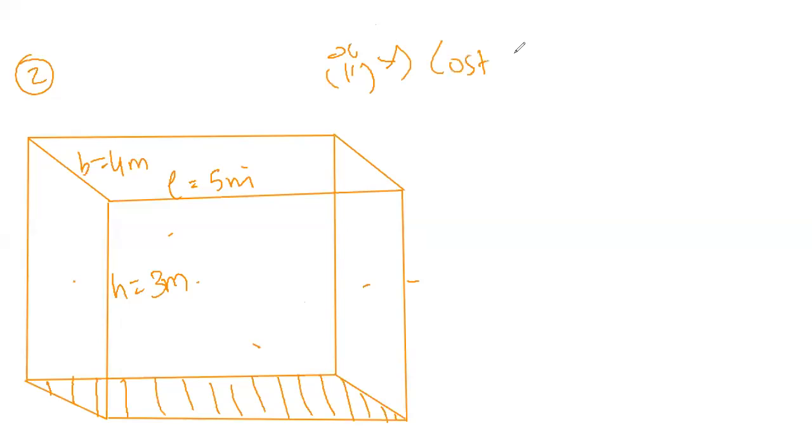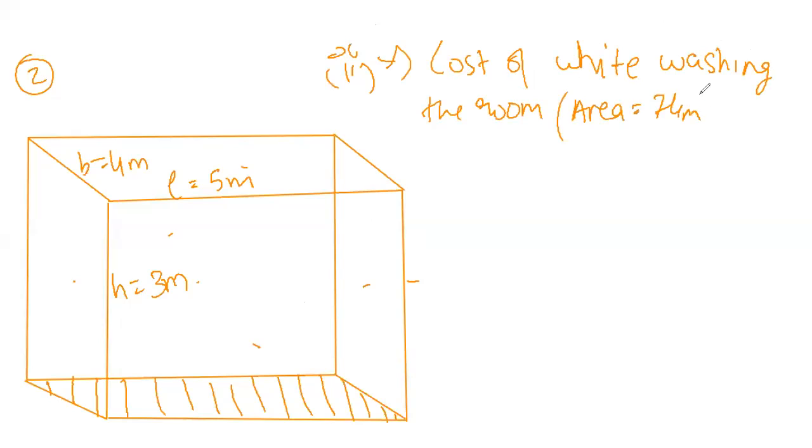So cost of whitewashing, always write the statement, don't directly go ahead. So the cost of whitewashing the room which has an area of 74 meters square will be 74 into 7.5 rupees, which will be rupees 555. Pardon me for my earlier mistake, it is rupees 7.5 per meter square. So once we have got our cost, we'll move on to the next question.